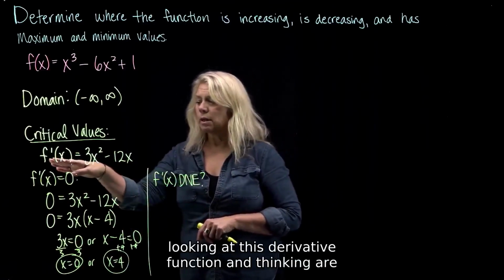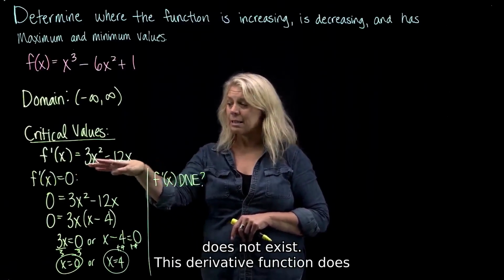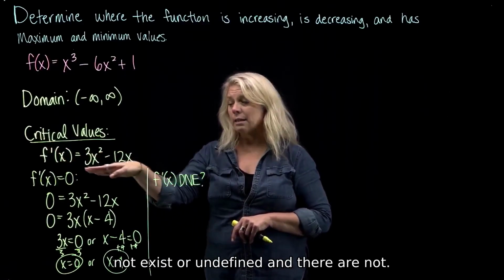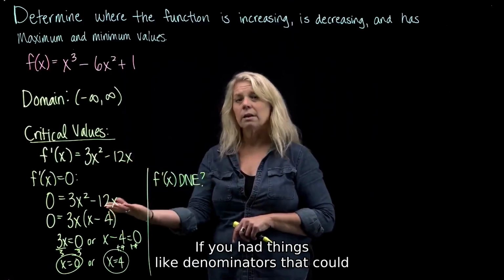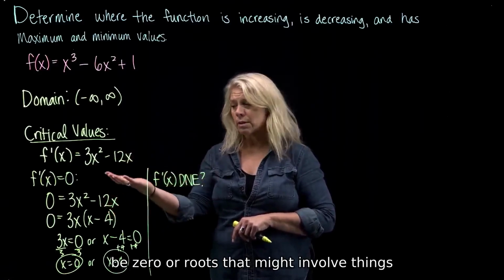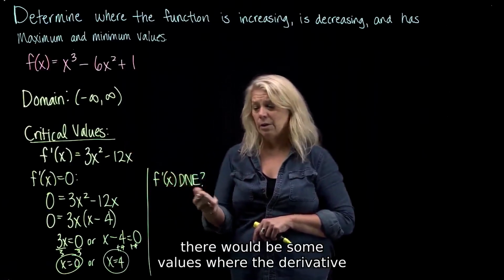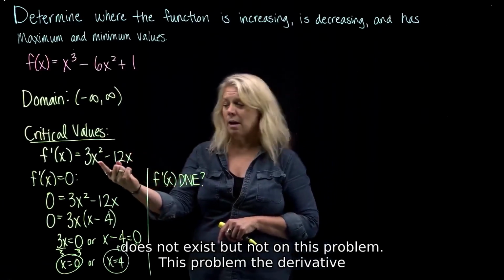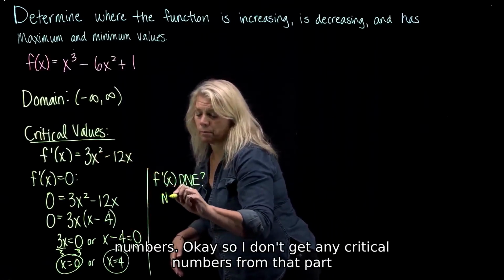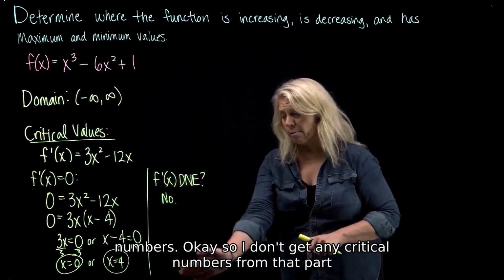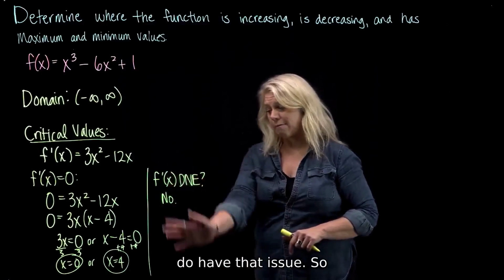Derivative does not exist. So I'm looking at this derivative function and thinking, are there any values of x for which this derivative function does not exist or is undefined? And there are not. If you had things like denominators that could be 0, or roots that might involve restrictions on your variables, then maybe there would be some values where the derivative does not exist, but not on this problem. This problem, the derivative exists for all real numbers. Okay, so I don't get any critical numbers from that part of the problem. Students tend to forget that, but we will look at some examples where you do have that issue.